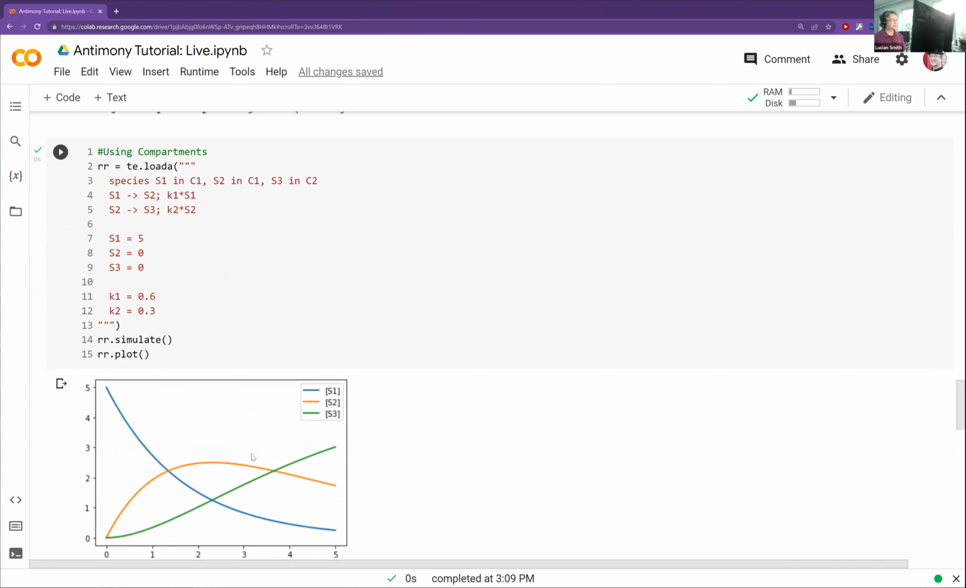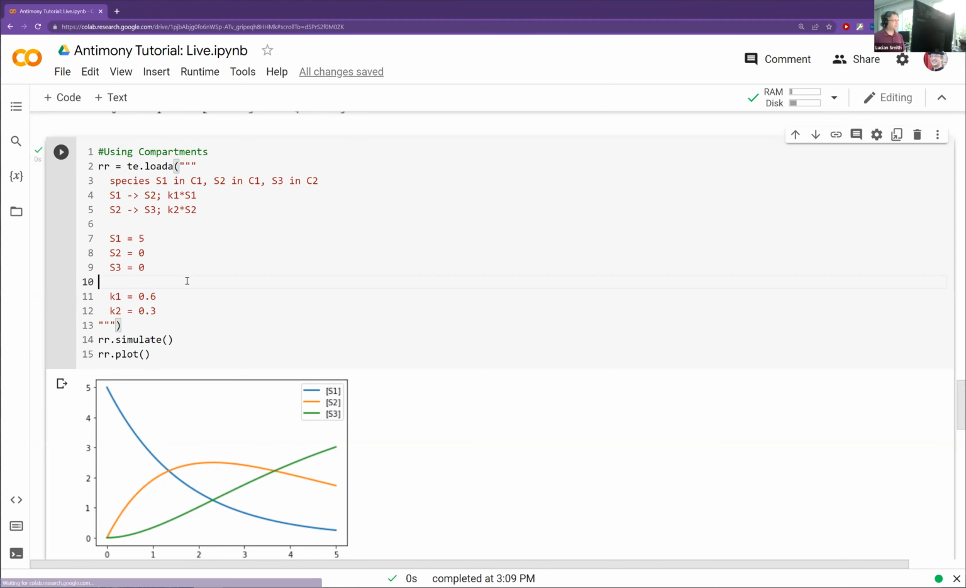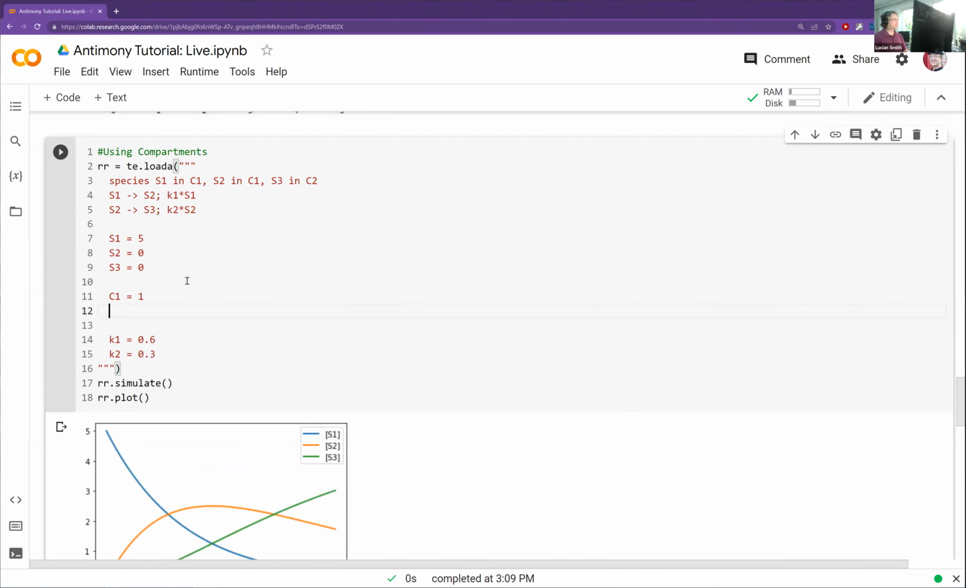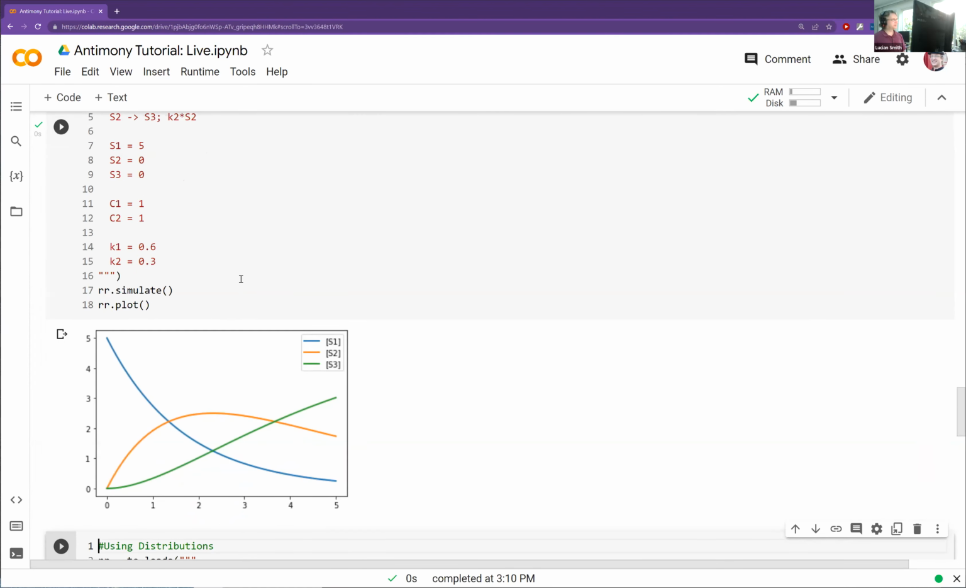It's just that the compartments have a default value. So C1 equals, and then a default value of 1, C2 equals 1. I've just explicitly said what those are. And again, nothing is changing.